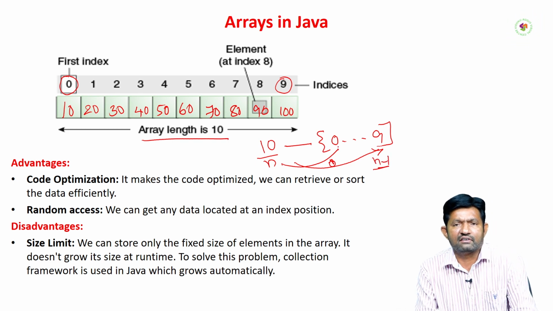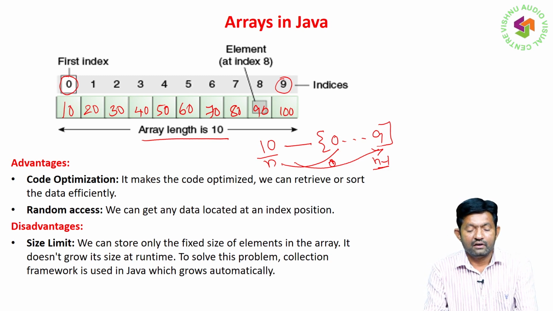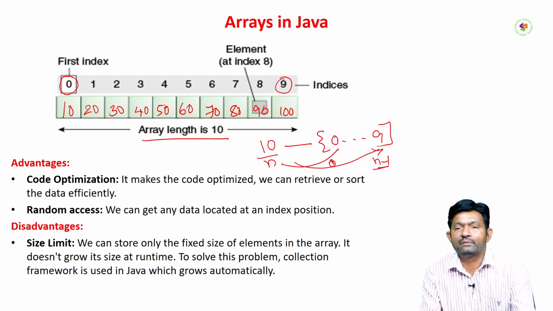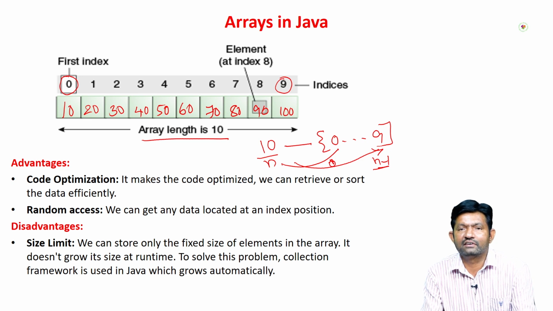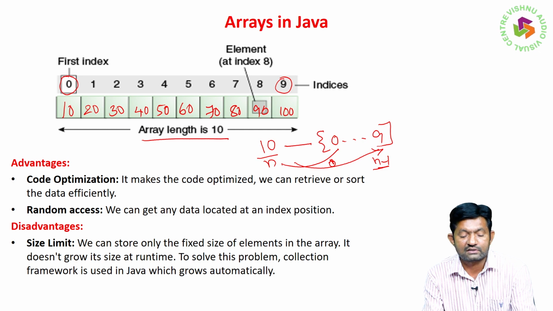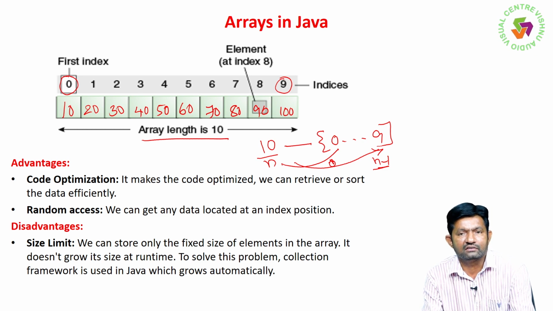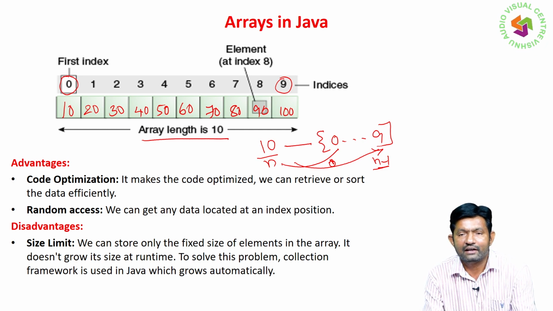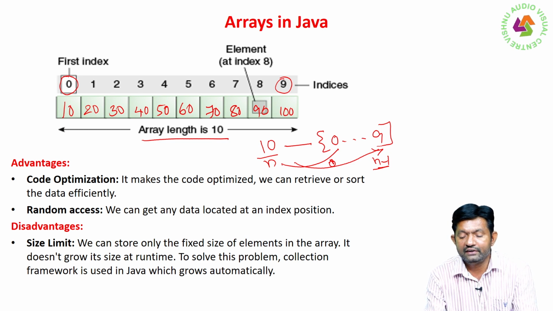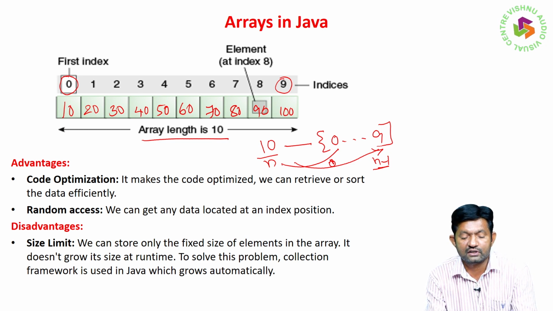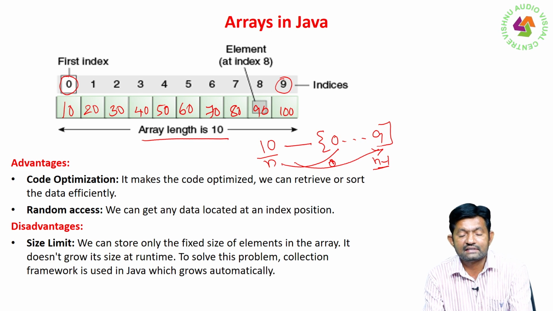What are the advantages of an array? Code optimization. The main advantage is code optimization. It makes the code optimized. We can retrieve or sort the data efficiently. Next one is random access. We can get any data located at an index position. That's why we can access elements randomly.